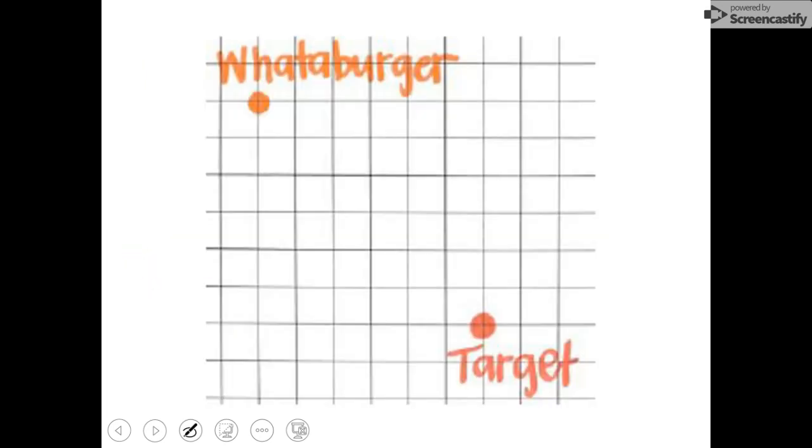We're trying to find the distance from Whataburger to Target. So what we're going to do is we're going to use our pencil and we're going to connect these dots just like this. And then we're going to draw a right triangle that connects them. Okay, do y'all see how it's a right triangle? Because it has the square right here.